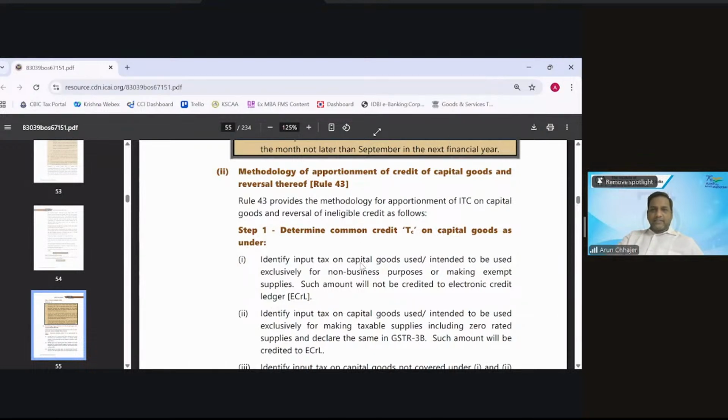Sanjay, Yogesh, Geet, everyone. Let me complete Rule 43 first, a very small rule, and then we'll move to the other discussion.